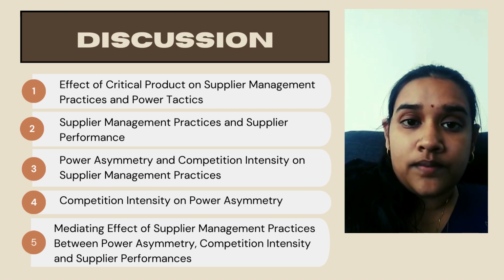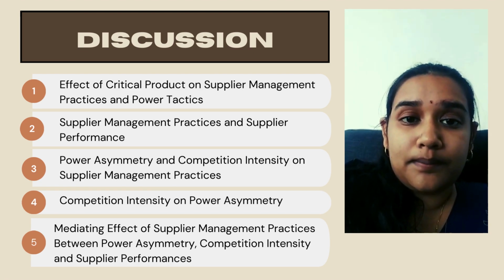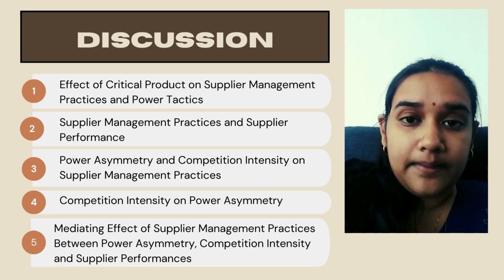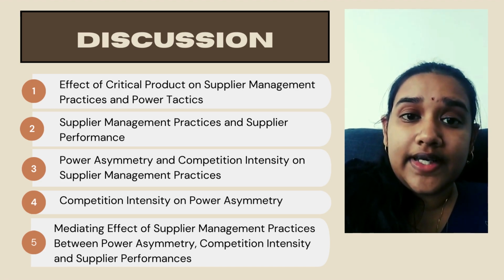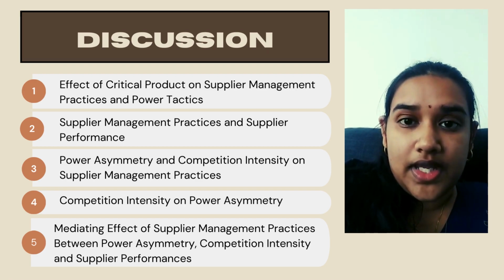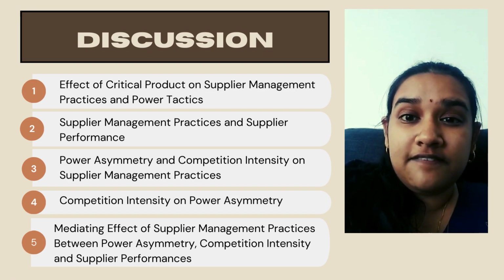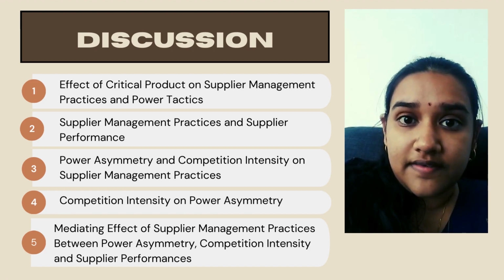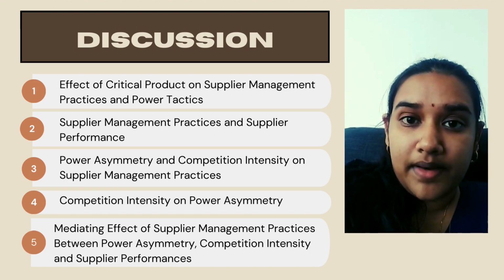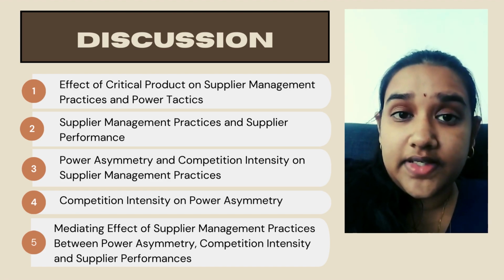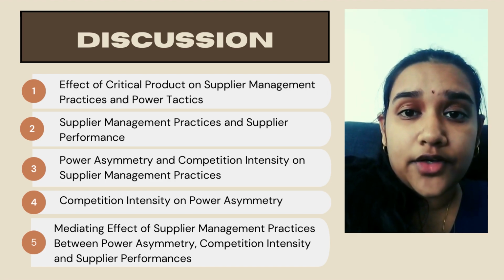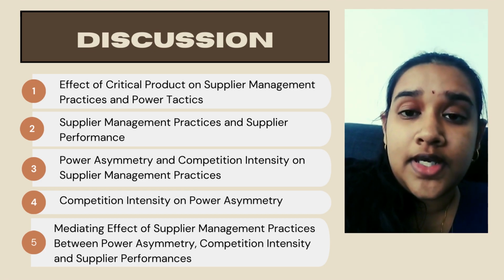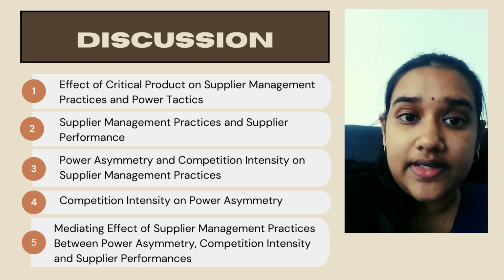Number 4. Competition intensity on power asymmetry. The relationship between supplier and buyer is often characterized by power asymmetry, especially when there is a significant contrast in size. This can be mitigated by considering factors such as supplier and buyer size. Finally, the mediating effect of supplier management practices between power asymmetry, competition intensity, and supplier performance.